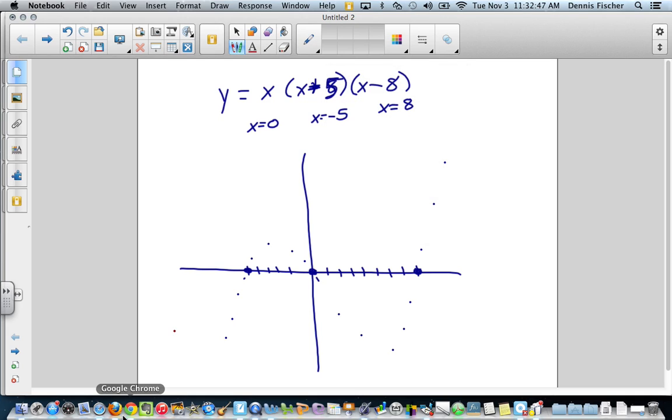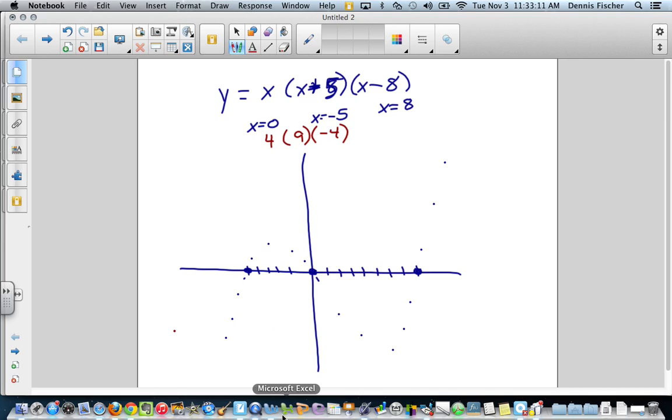What we need to do is, where do we have to pick points? Here's 0, and here's, I believe, 8, correct? What's halfway between there? 4. Okay, let's put 4 in. We're going to go right here. I'm just going to write it up here. 4. And then what's 4 plus 5? 9. And 4 minus 8? Negative 4.